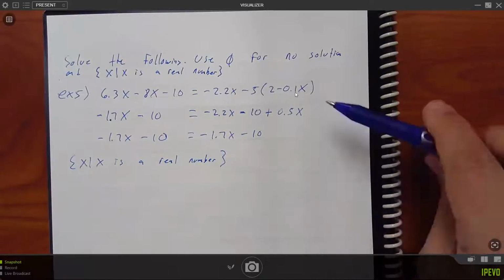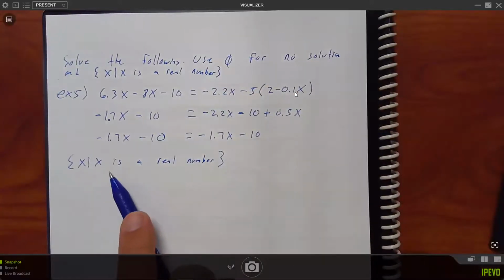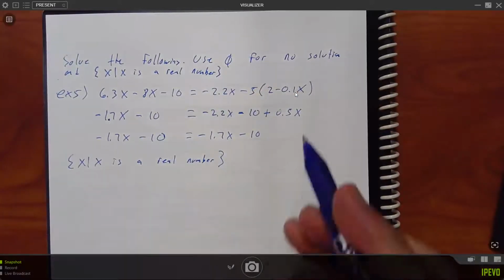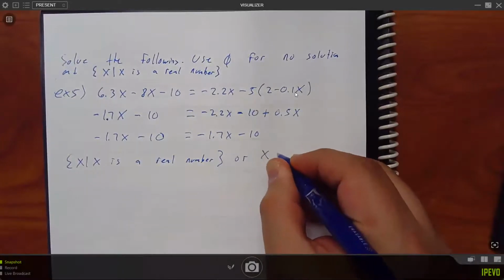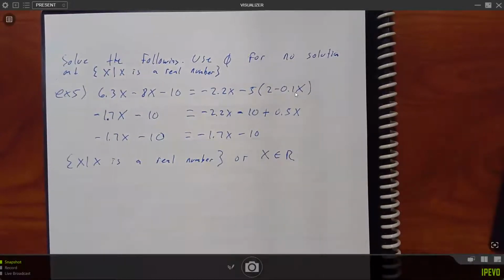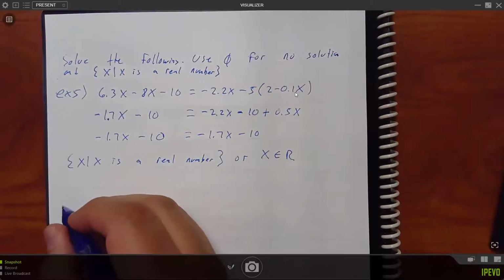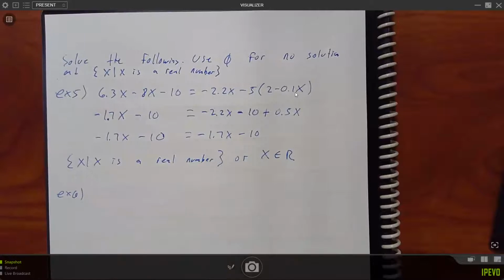So that's what I'm saying. As soon as you see that it's the same thing, just stop and put this. Any X is going to equal, right? Another way to write it would be X is an element of R, all real numbers. Okay, but if you get a false one, then you also stop. I think the next one might be false. Let's see. But does that make sense for 5? Yes.